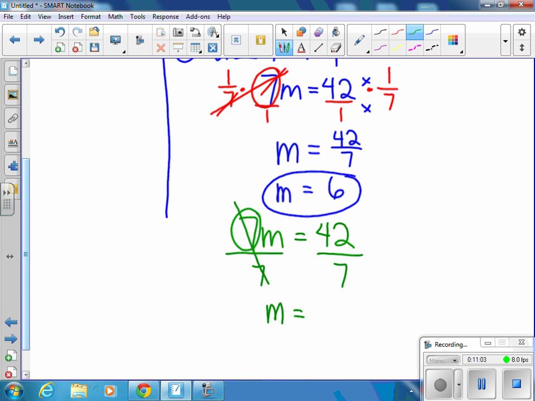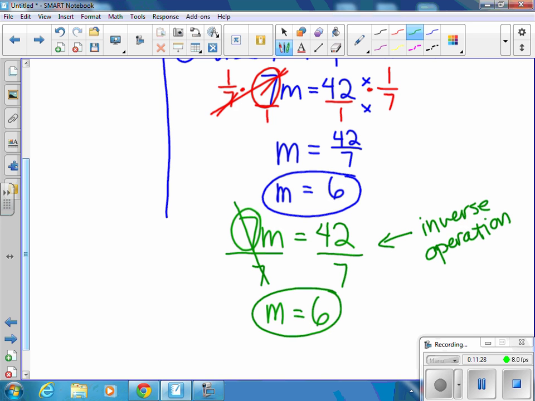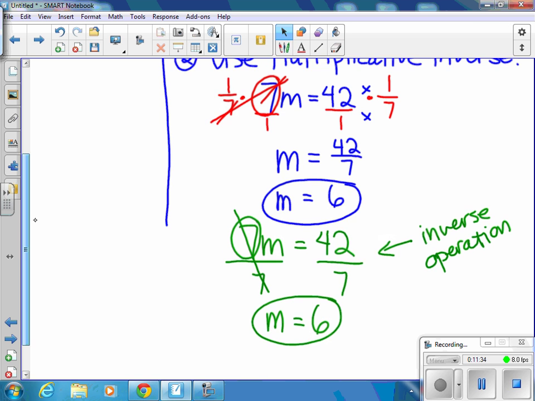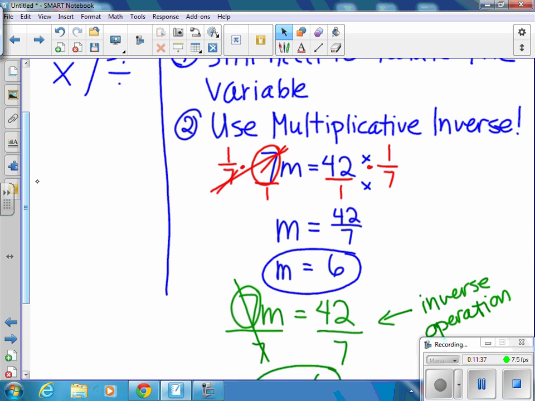I have 1 m. I don't need to put the 1 in front of it because just m sitting there all by itself, we know that's 1 m. And again, 42 divided by 7 gives me 6. So I still get the same answer. So you can use the inverse operation. Here, we use the inverse operation. So instead of multiplying, we divided to get rid of the 7. The one that we did before up here, what we did was we literally used the multiplicative inverse. This is the multiplicative inverse.